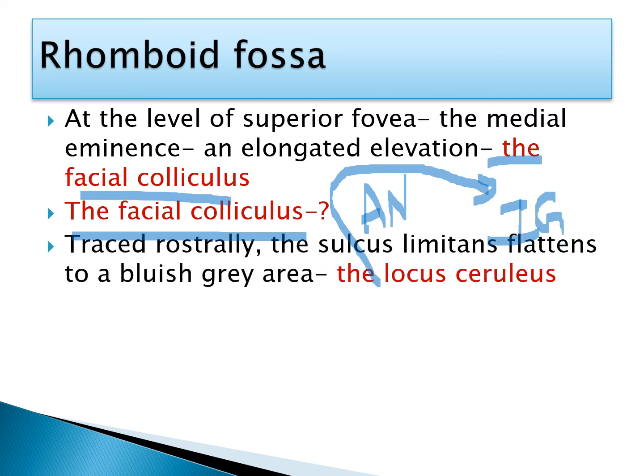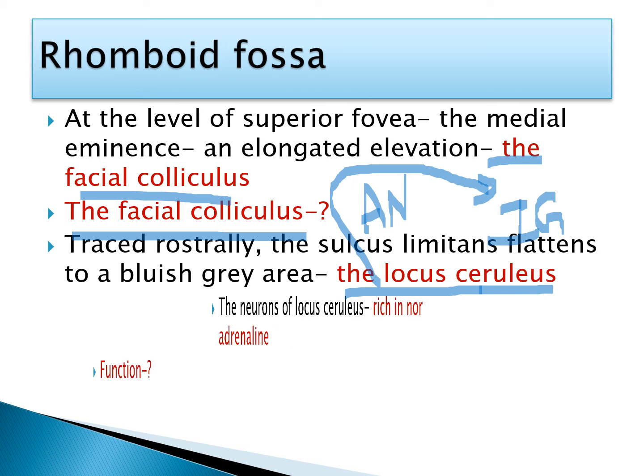Traced rostrally, the sulcus limitans flattens to the bluish grey area. If you have the floor of the fourth ventricle in your hand, if you just scratch this over, then you will be seeing the bluish color, that is the locus coeruleus. So what does this locus coeruleus contain, and what is its function?